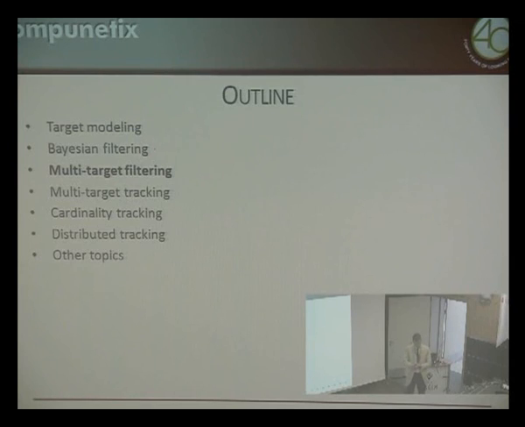What do I mean by multi-target filtering? What I mean is, I know how many objects there are, and I have a perfect detector, where by perfect detector I mean no false alarms and no misdetections. So I know there are 3 objects, and I look, and I have 3 measurements. Then I look again at the next time step, and I have 3 measurements. So I don't know which measurement goes with which, but at least I know that there are 3 targets.